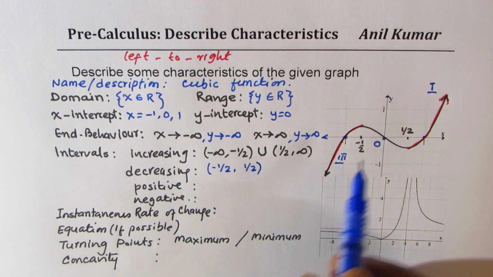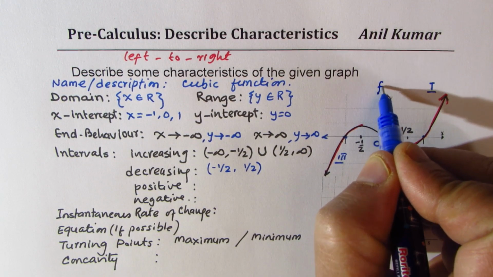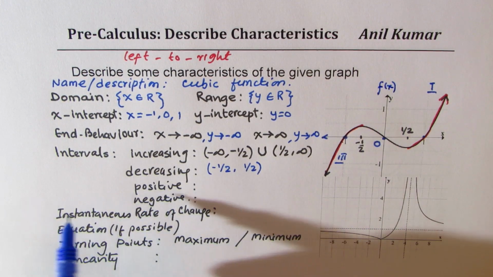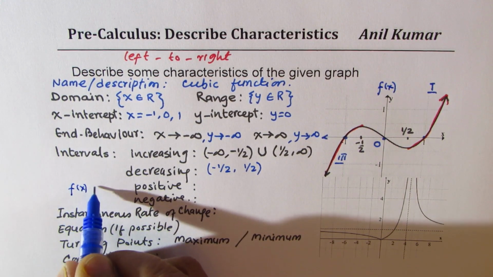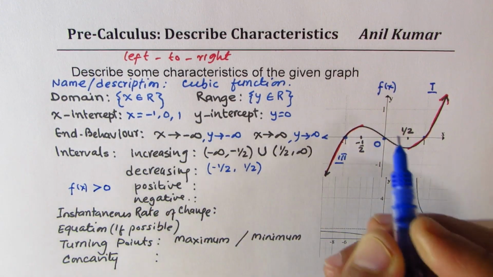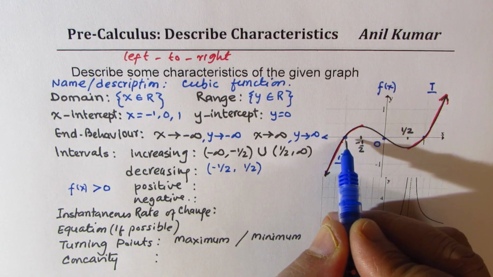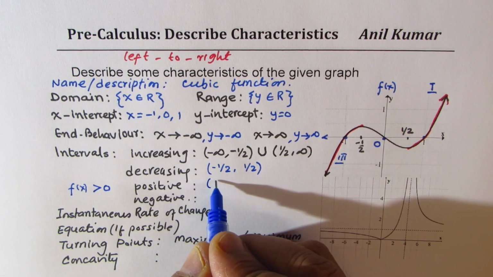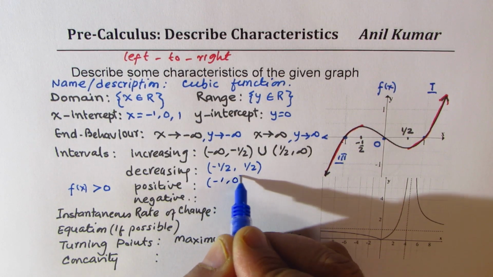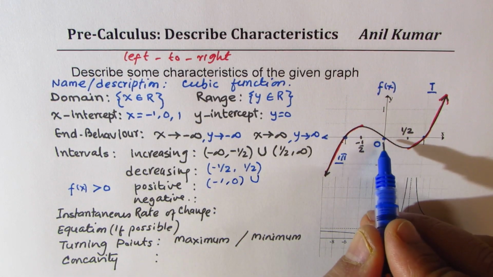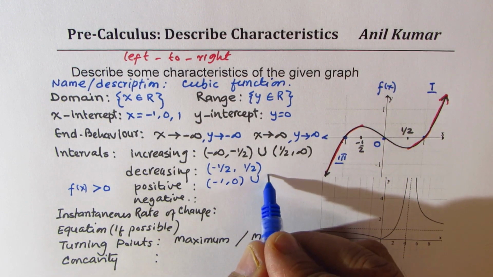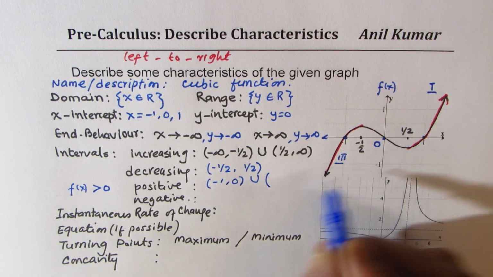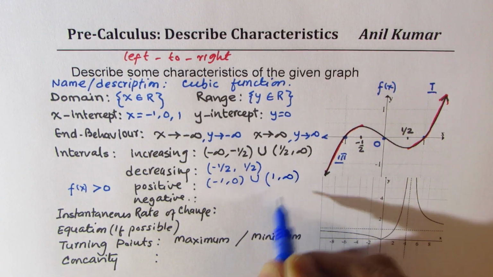Positive. Positive means when is this function, we could write f of x here. When is this function f of x greater than 0? That is positive. It is positive between -1 and 0. So we'll write this as between -1 and 0, union 1 and infinity, right? -1 and 0 and from 1 to infinity.